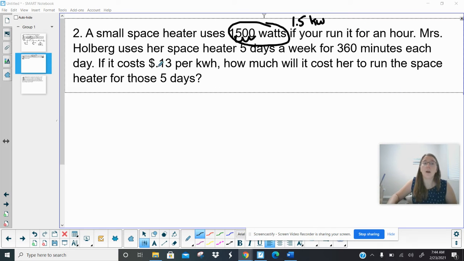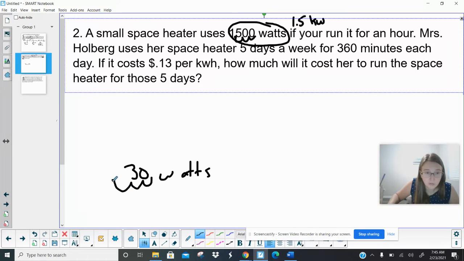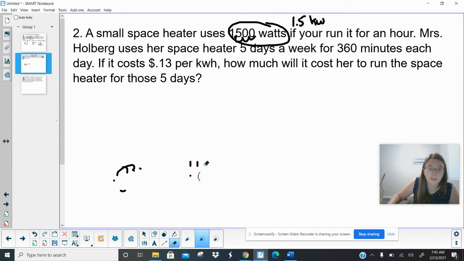Be careful, guys. If you have something like, say, 30 watts, the decimal is still here. When I move it 3 times, 1, 2, 3, that means you need to add a 0 in that missing spot. So just be careful. Sometimes, depending on the number of watts, you might need to add zeros.